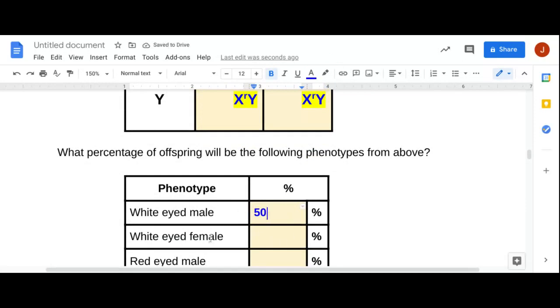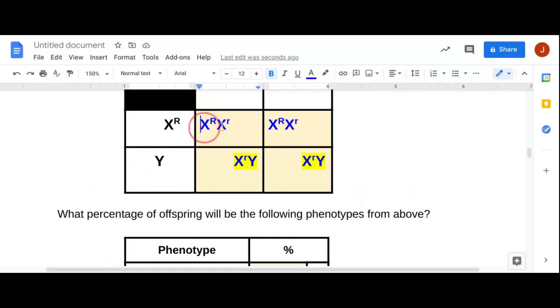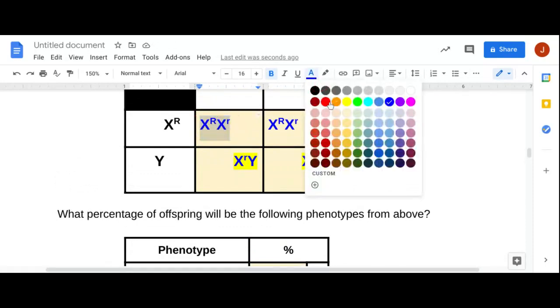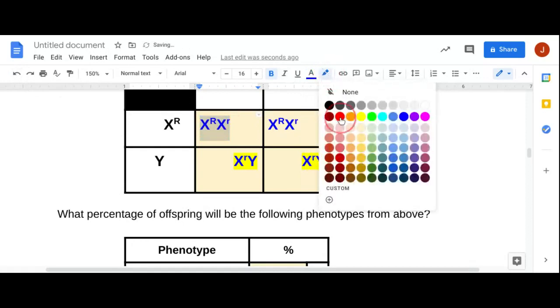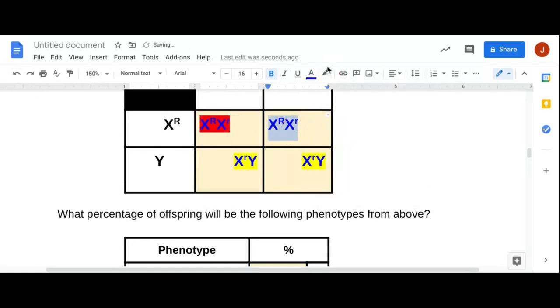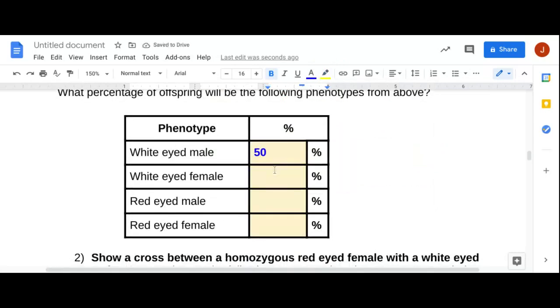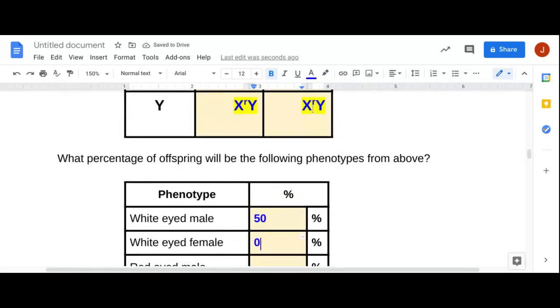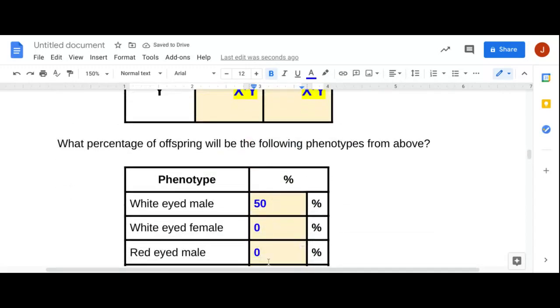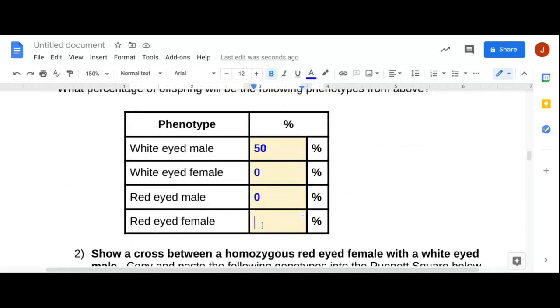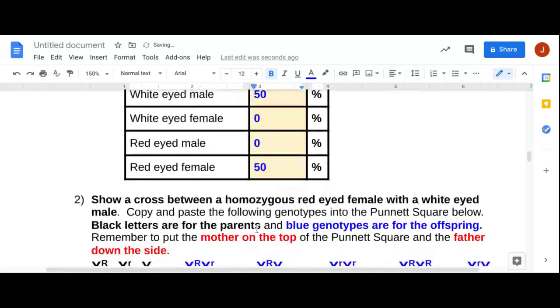Next one, white-eyed female. Well, my females here are red. This is red-eyed, and this is red-eyed. So that would be 0. Red-eyed male. Well, my males are already determined as being white-eyed, so that's a 0. And red-eyed female is 2 out of 4, which is 50%. So that's how you do this.